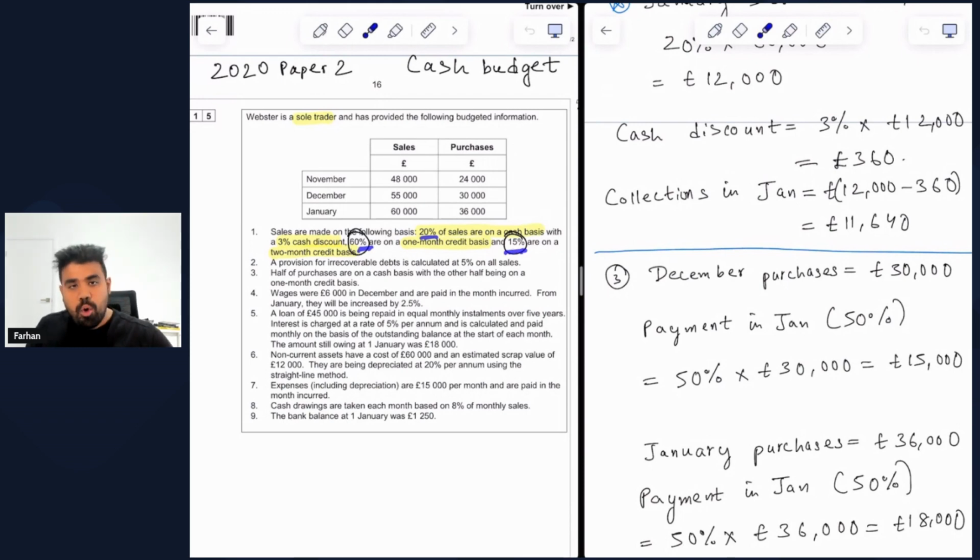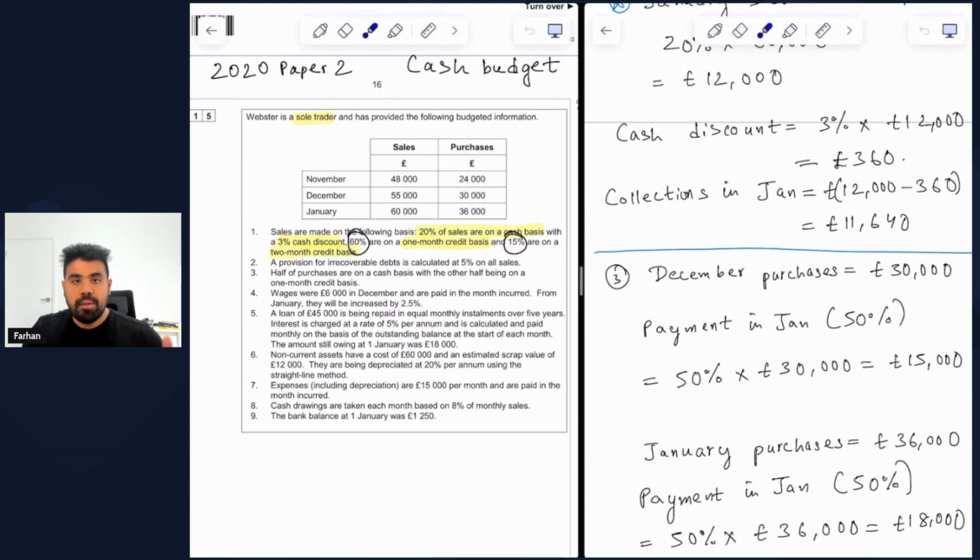So when you add all these three together, 20 plus 60 plus 15, you get 95. So you might want to ask, where did the other 5% go? That other 5% is what the business is keeping as a provision for irrecoverable debts or bad debts. Then again, point number 2, which is the bad debts or irrecoverable debts, has no cash component. Therefore, we do not have to worry about point number 2 for including in our cash budget.